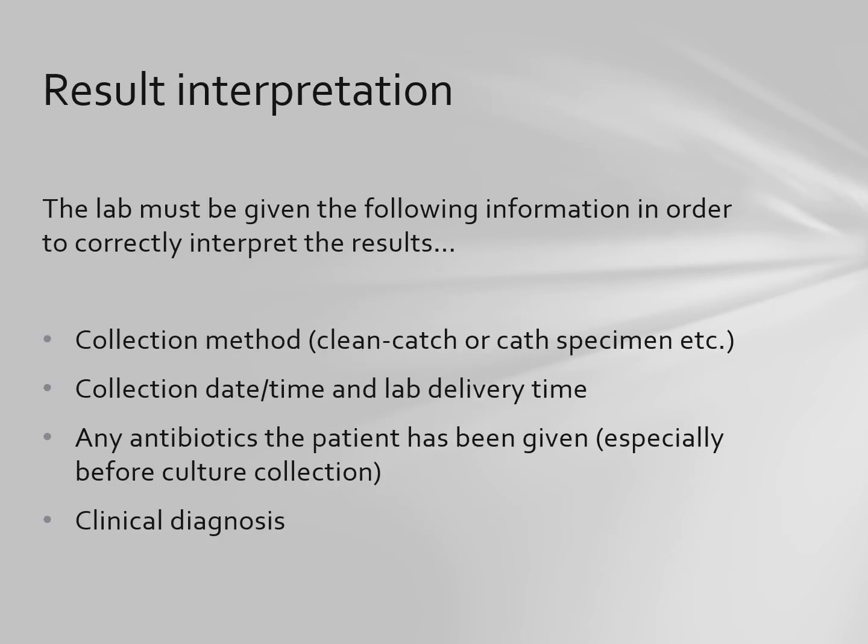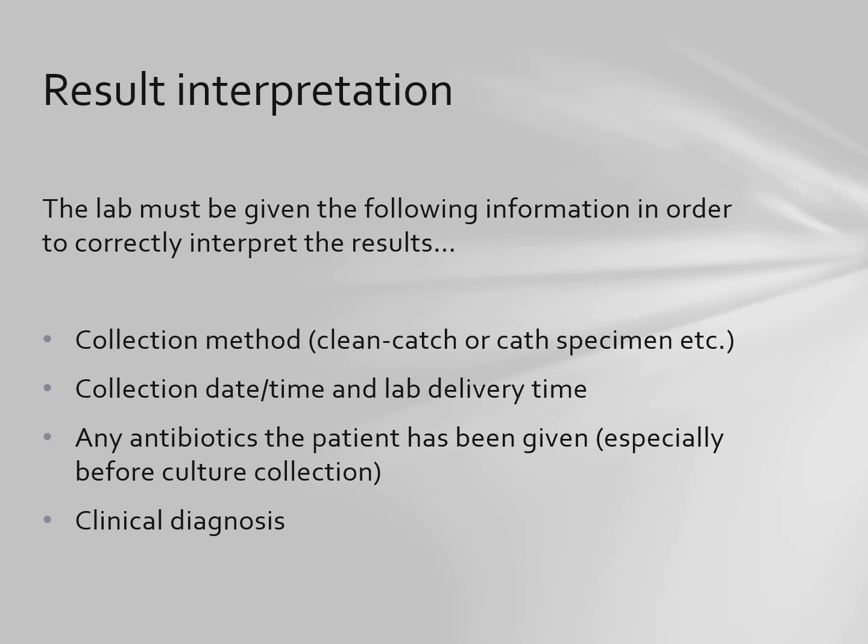Now, in order for the results to be interpreted correctly, the lab must be given the following information. We need to know the collection method. For example, was it a clean catch or a catheterized specimen? Suprapubic aspirates may require many dilution plates to be set as well. For example, you might have to set up a 1 to 1,000, a 1 to 100, and a 1 to 10,000 plate, and that's only on suprapubic aspirations.